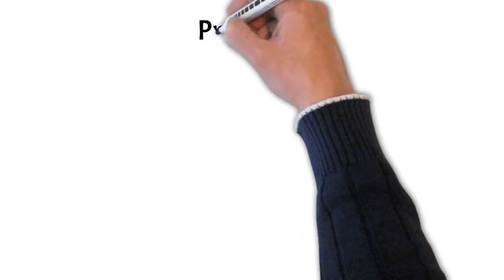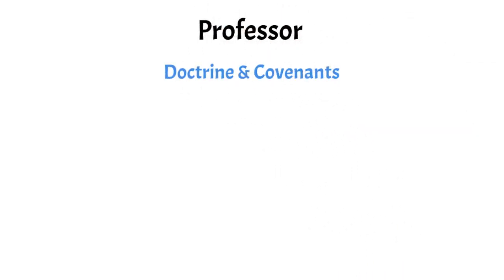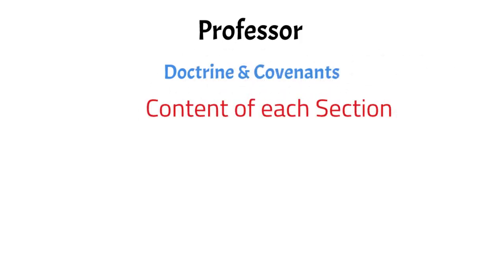On the first day of class, a professor of a Doctrine and Covenants Institute class told his students that if anyone could tell him the general content of each section of the D&C, he would give them an automatic A for the course. That is easy using the translation method.